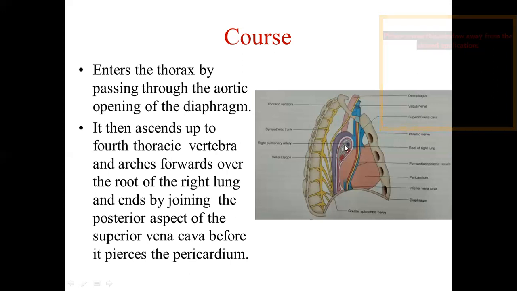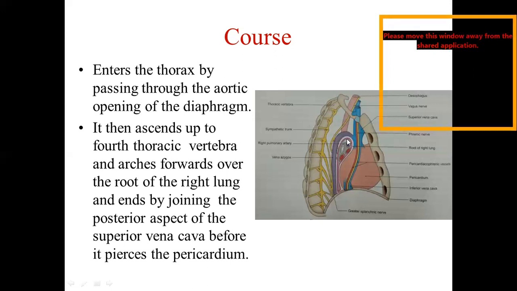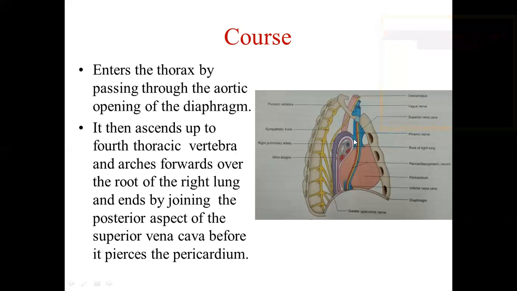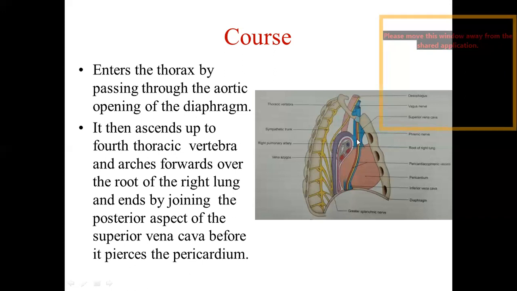Root of lung is the area where the structures are either entering or leaving the lung. So it has many openings, the root of lung. So here it is arching forward over the root of lung, and it ends by joining the posterior aspect of superior vena cava before piercing the pericardium. So you know the heart is enclosed within the pericardium along with the great vessels, that is the aorta as well as the pulmonary trunk. So all the superior and inferior vena cava, they are entering into the right atrium of heart.